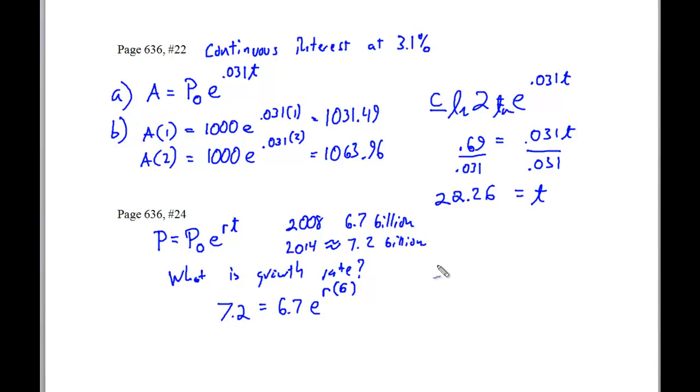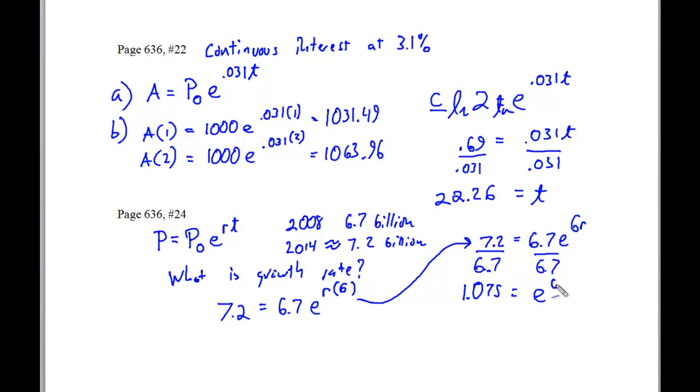Well, I'm going to rewrite this problem up here just because I don't like the look of r6, so I'm just going to rewrite it: 7.2 is equal to 6.7 e to the 6r. Now we're going to divide both sides by 6.7. You see how we've been doing this all throughout the section here? And that's going to give us, let's round to 3 decimals here, 1.075. And that's equal to e raised to the 6r.